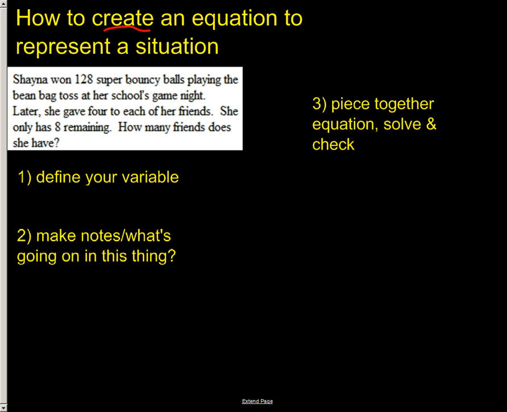Shanna won 128 super bouncy balls playing the beanbag toss at her school's game night. Later, she gave four to each of her friends. She only has eight remaining. How many friends does she have? Okay, so that's what they want. That's what your variable is going to be. So when we solve it, it'll tell us how many friends she has. So define your variable. Let's just say F is going to be the number of friends Shanna has. So if I can make an equation, it's got F in it. When I solve it, it's going to tell us how many she has.